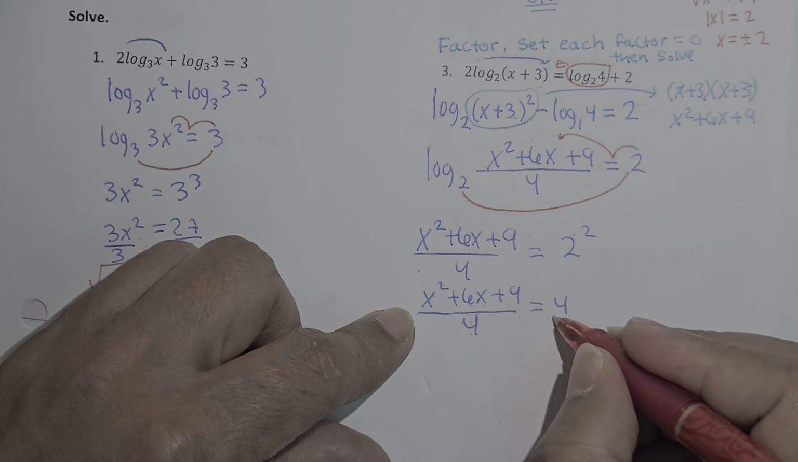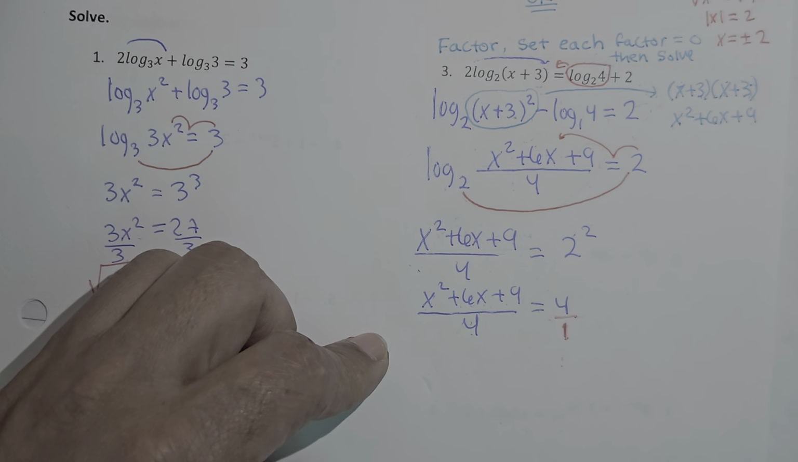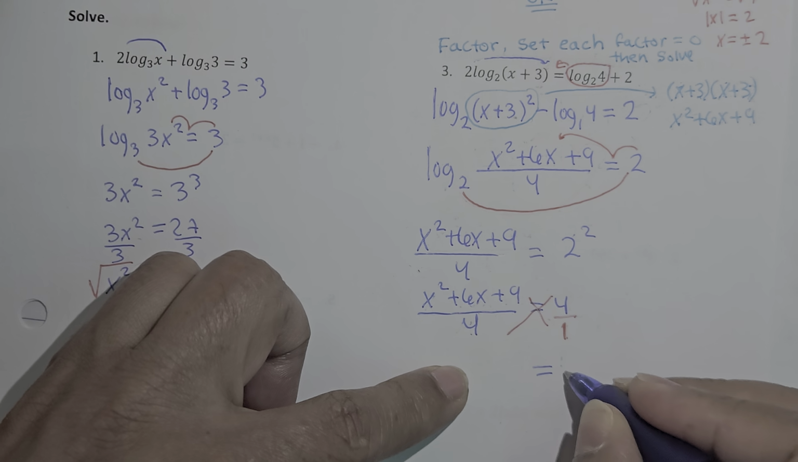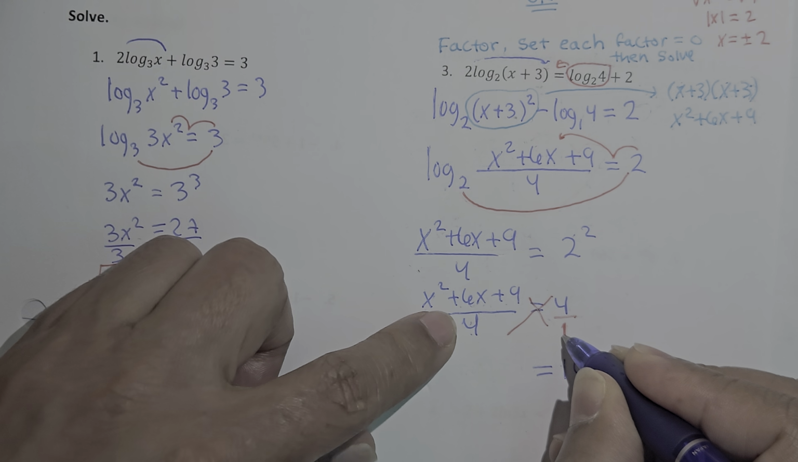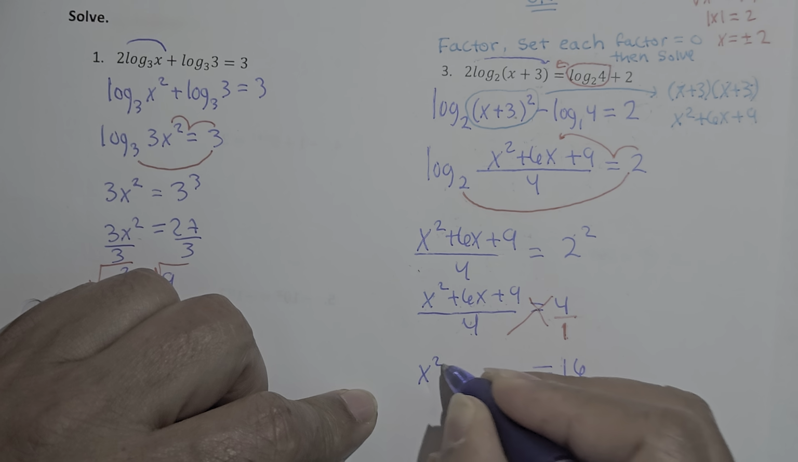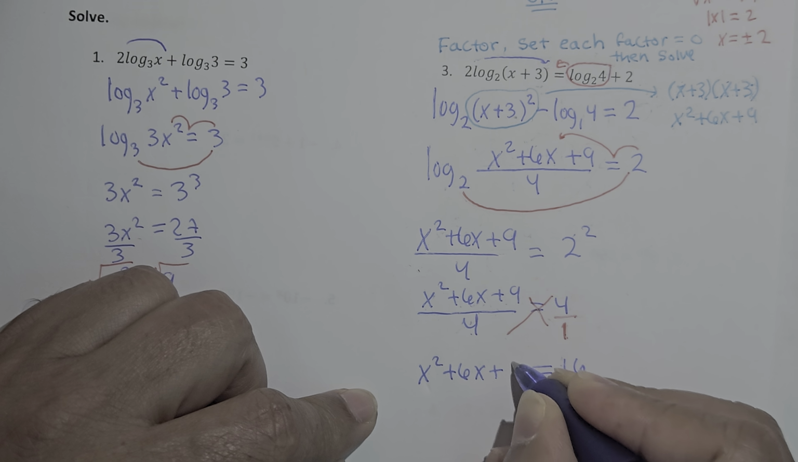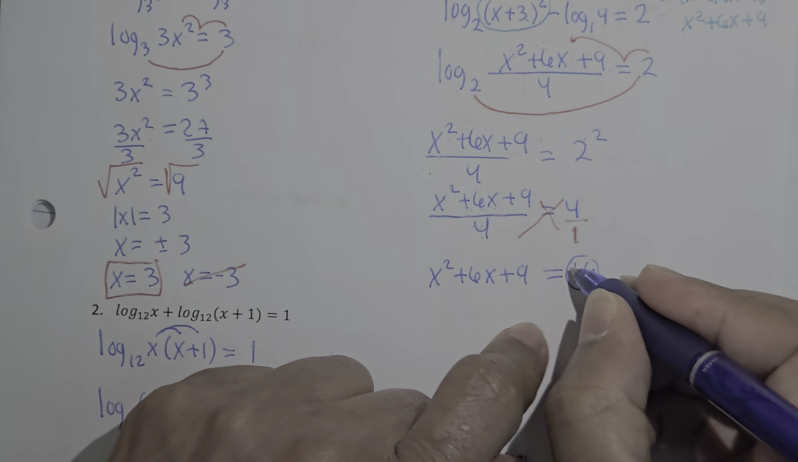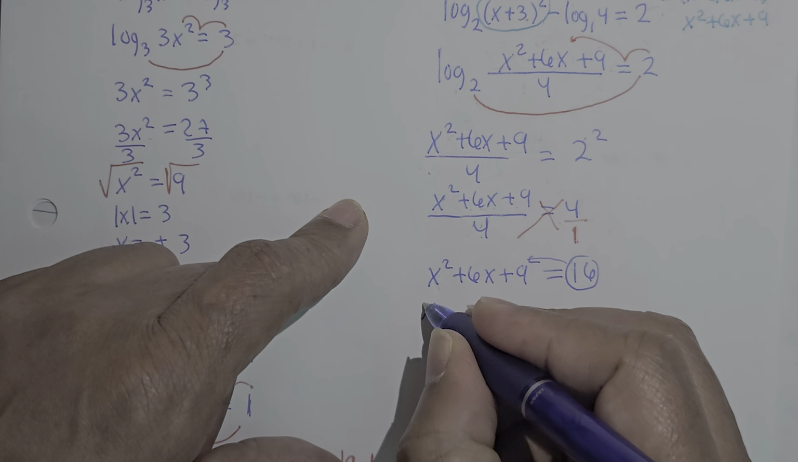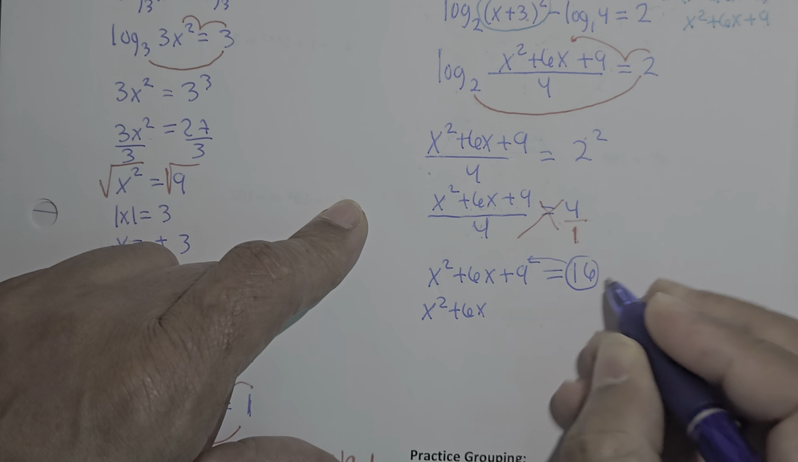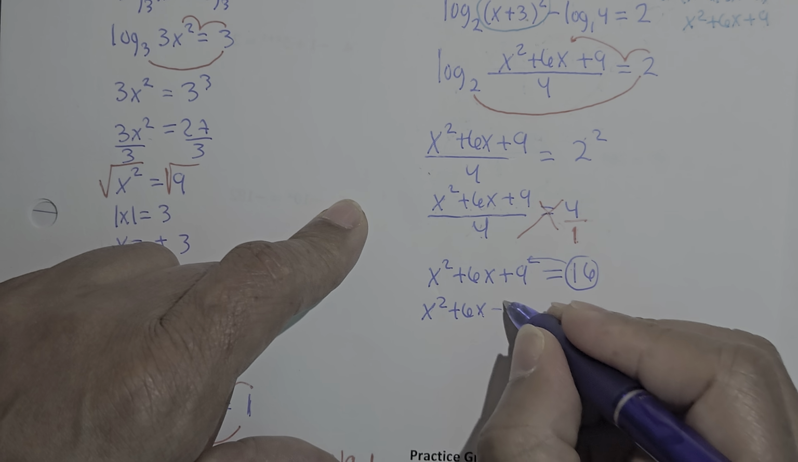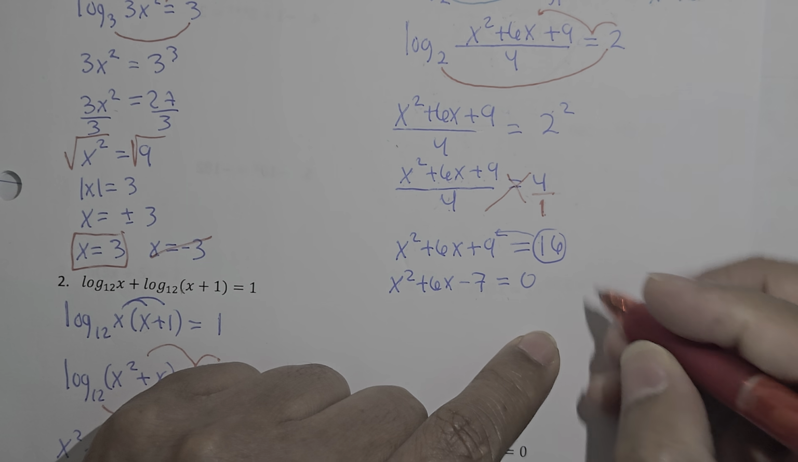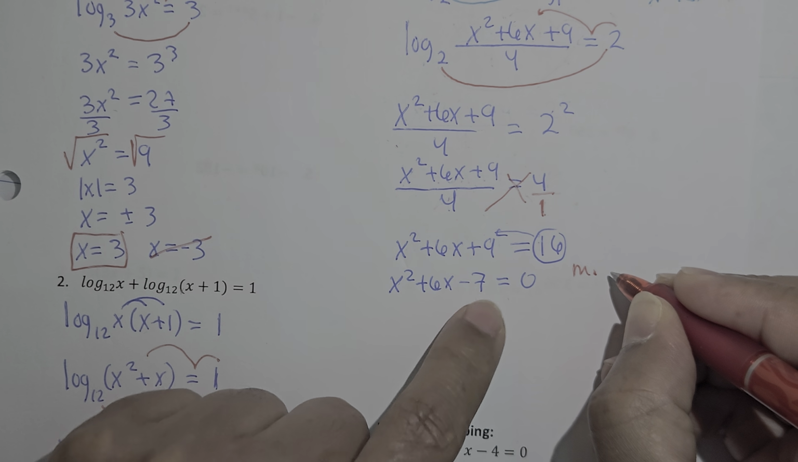Then I'm going to write a 1 under that 4 so I can cross multiply. So when I cross multiply, on this side I get 4 times 4, which is 16. And then 1 times x squared plus 6x plus 9 is just x squared plus 6x plus 9. Then I need to get a 0 on this side, so I'm going to subtract the 16 from both sides of the equation. So then this becomes x squared plus 6x, and 9 minus 16, that's a minus 7, and that equals 0.